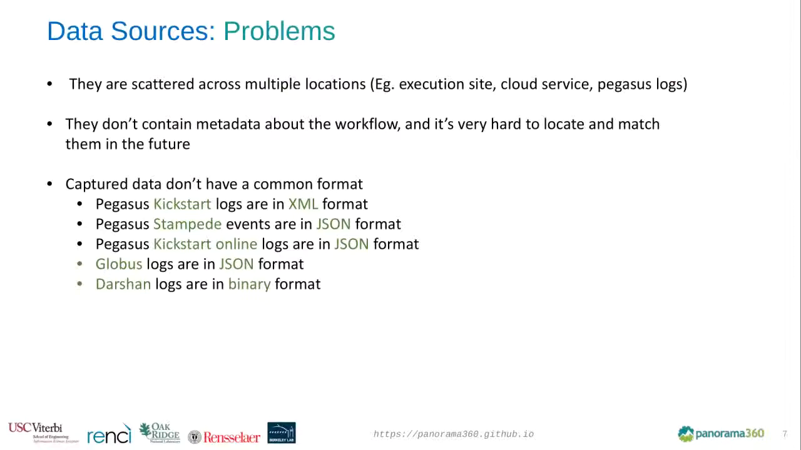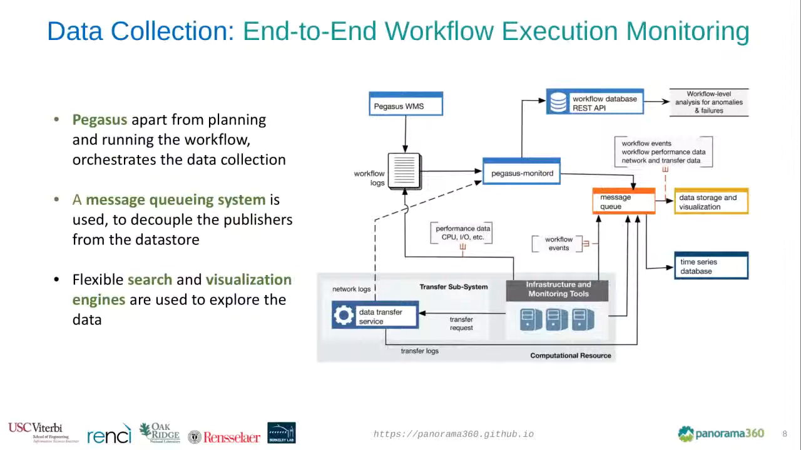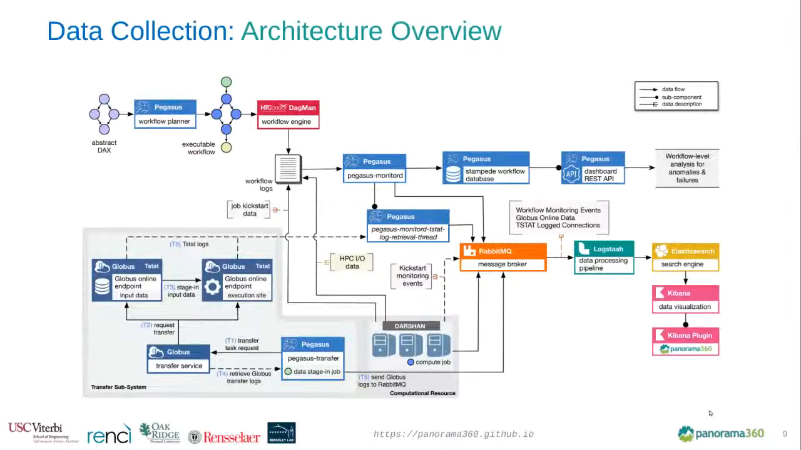So what we did was to come up with a data collection architecture that had Pegasus at its center. Apart from running the workflow, it was also orchestrating the data collection. This architecture has a message queuing system to decouple publishers from the data store, and it also has a flexible search and visualization engine on its backend. In its full view, you can find our actual architecture here.